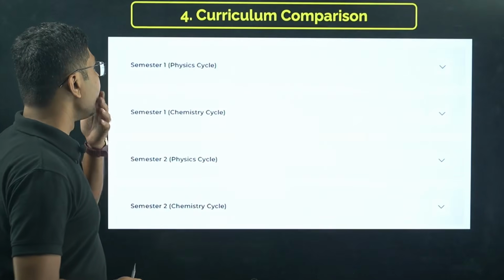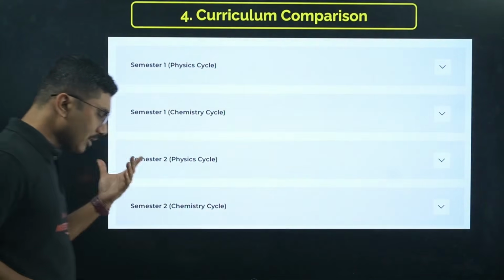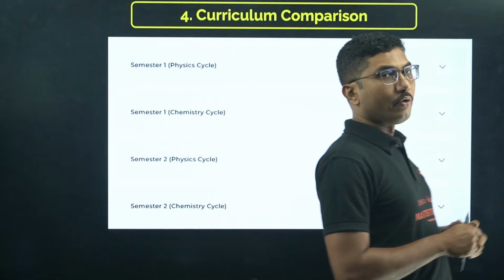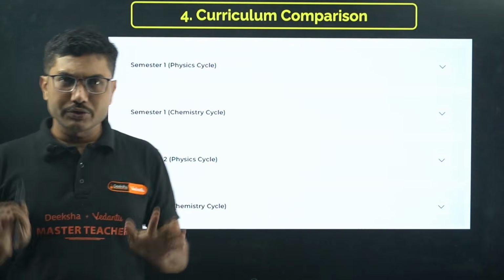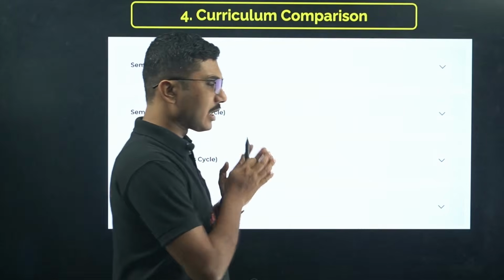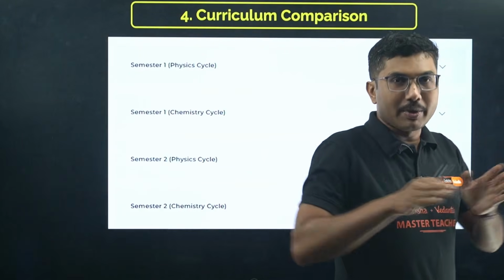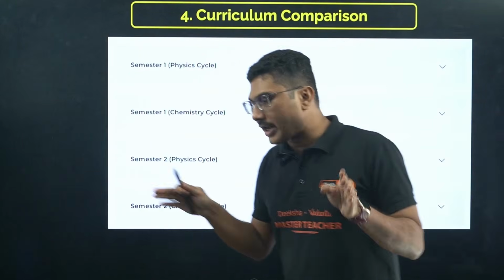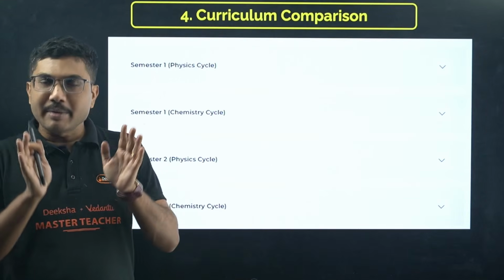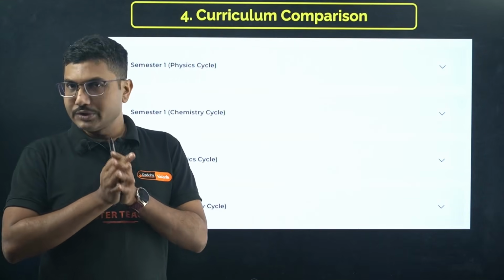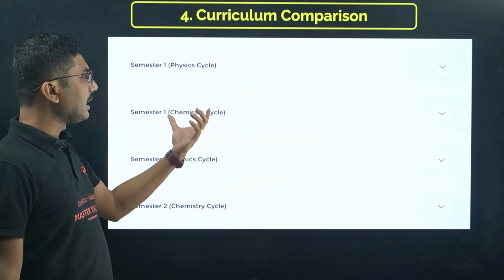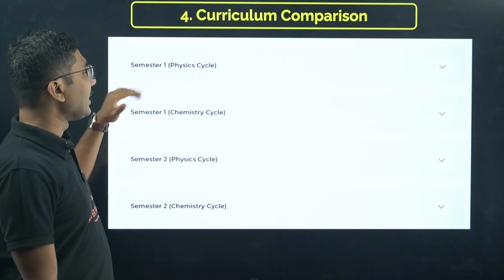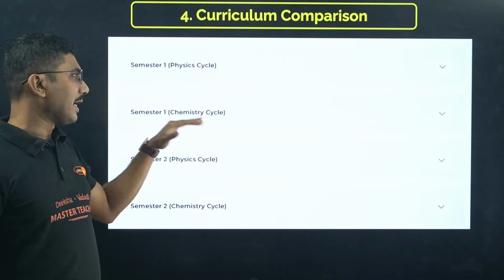Now let's move on with curriculum and curriculum comparison, which is a very important part. Okay, so if you take admission in any engineering college, any course, the first 2 semesters are usually the same for all branches. In MSRIT they have 2 different cycles, physics cycle and chemistry cycle. So either you take admission in physics cycle or you take admission in chemistry cycle.